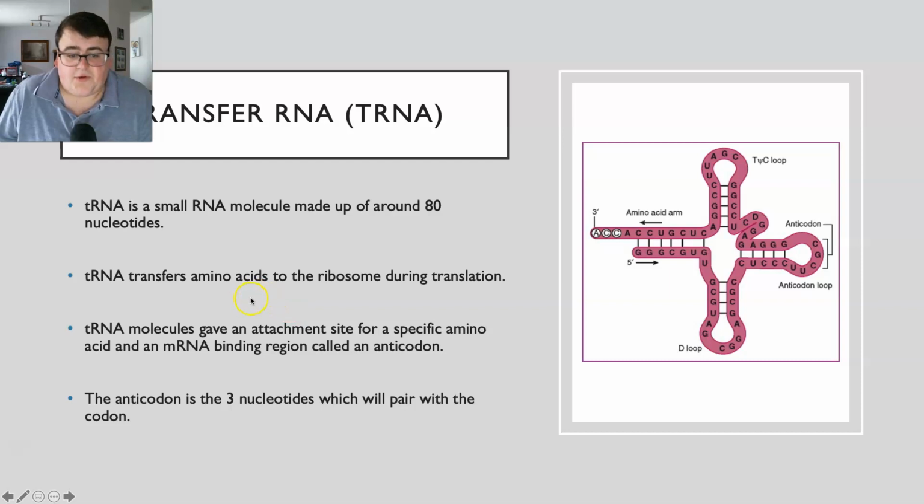The tRNA molecules have an attachment site over here for a specific amino acid. And they also have a section over here called the anticodon, which will bond with the codon. So each amino acid will be attached to a transfer RNA that has an anticodon that's complementary to the codon that codes for that amino acid. Like the codon itself, the anticodon is 3 nucleotides so that it can match perfectly with the codon.